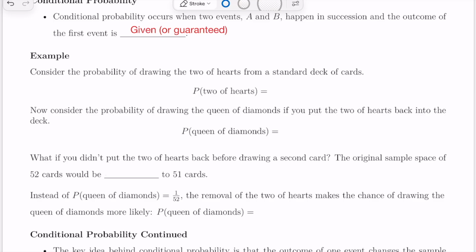The first one, consider the probability of drawing the 2 of hearts from a standard deck of cards. Well, the probability of drawing a 2 of hearts is just 1 out of 52. There's 52 cards in the deck, and only one of them is a heart. If you want, you can always pull up a screenshot of a deck of cards if you're not familiar with what's in them. I would absolutely encourage you to make sure you study what's in a deck of cards, though, because it will help with a lot of math problems involving probability.